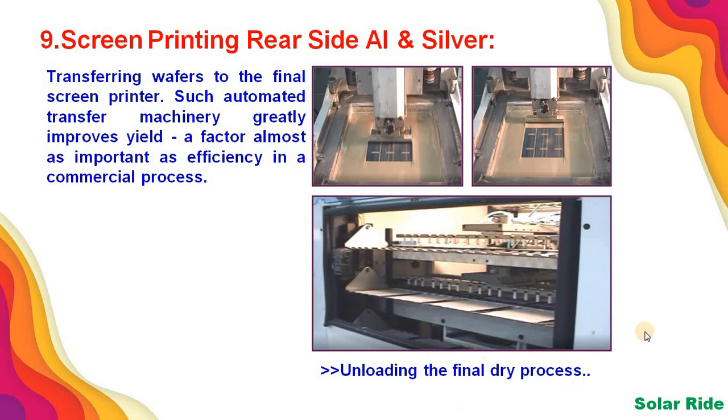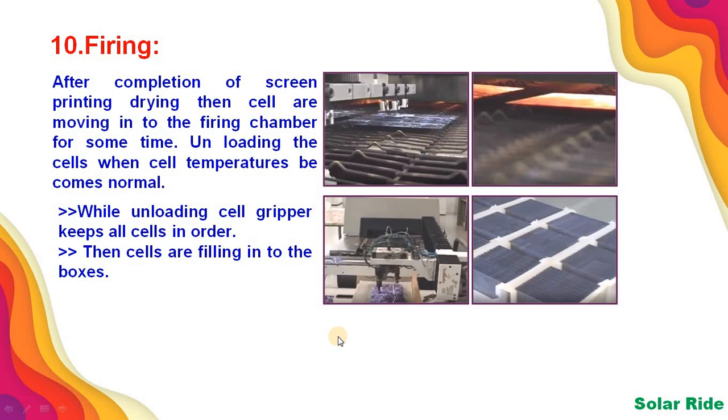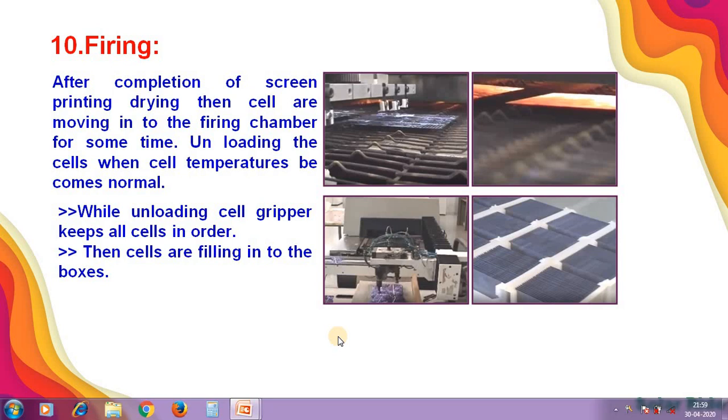The next manufacturing stage is firing. After the completion of screen printing on both sides of the cell and drying, the cells move into the firing chamber for some time. The cells are unloaded when the cell temperature becomes normal.